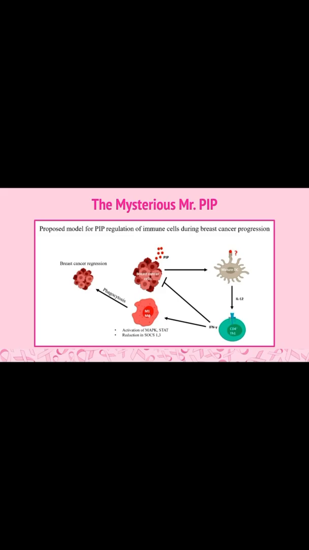It's hypothesized that PIP may bind to dendritic cell receptors, leading to the production of IL-12, which leads to CD4 plus Th1 and IFN gamma production that turns on TILs. However, its exact function remains unknown to this day.